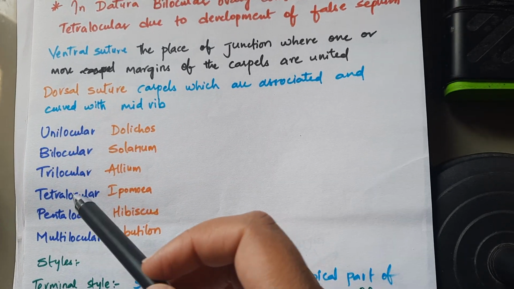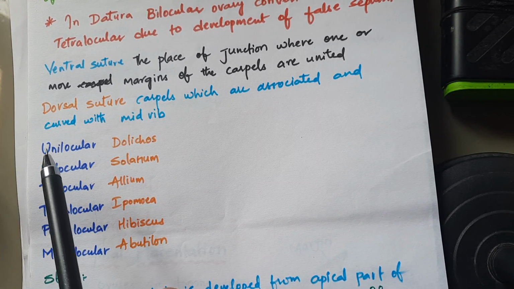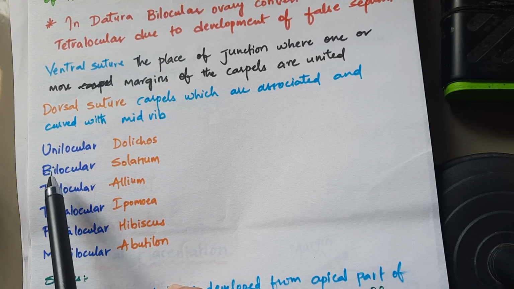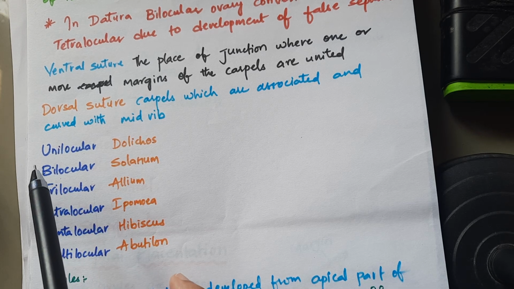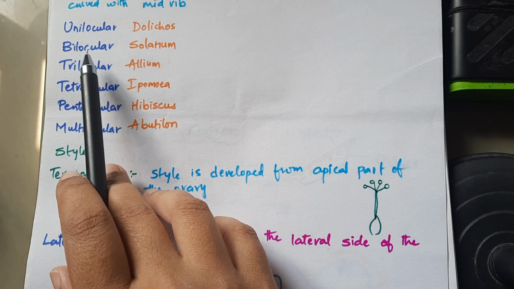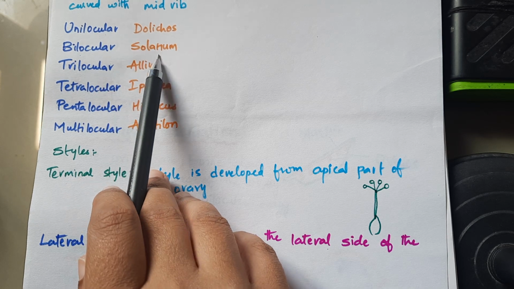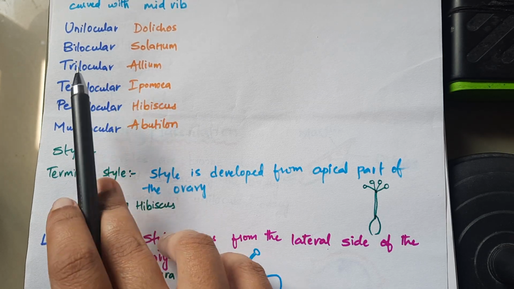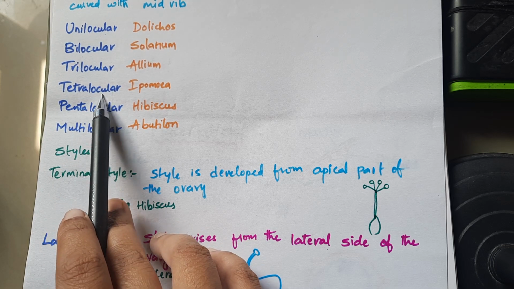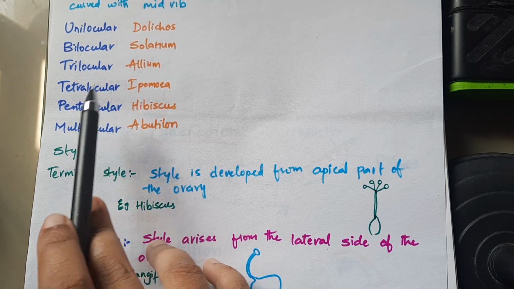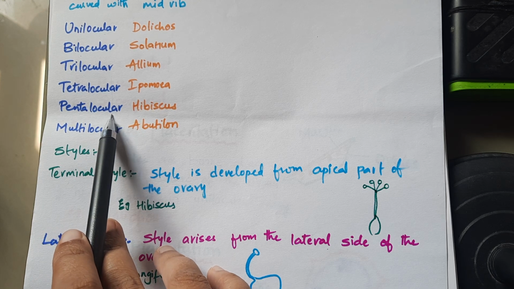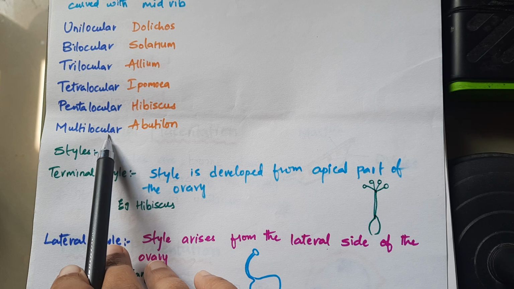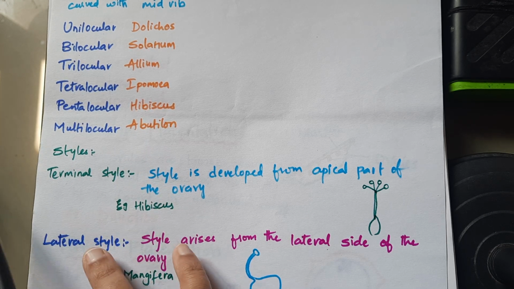Let us see what these are. Unilocular: a single locule is there in the ovary. Example is Dolichos. Bilocular: 2 locules are there. Example is Solanum. Trilocular: 3 locules are present. Example is Allium. Tetralocular: 4 locules are there. Example is Ipomoea. Pentalocular: 5 locules are there. Example is Hibiscus. More than 5 locules is multilocular. Example is Abutilon.